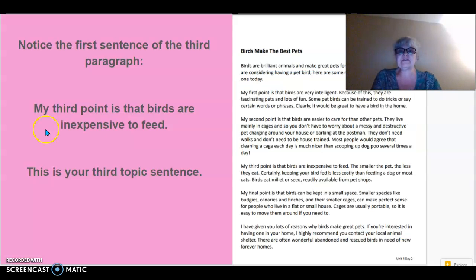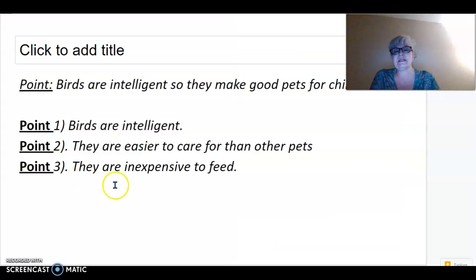All right, now I go to the third point. And in that fourth paragraph, because you've got your introduction and then your first 2 points, and then in the fourth paragraph it says, my third point is that birds are inexpensive to feed. So now I write here, my third point is that birds are inexpensive to feed. And this is my third topic sentence. So I go now to my point 3, and I just simply write they're inexpensive to feed.